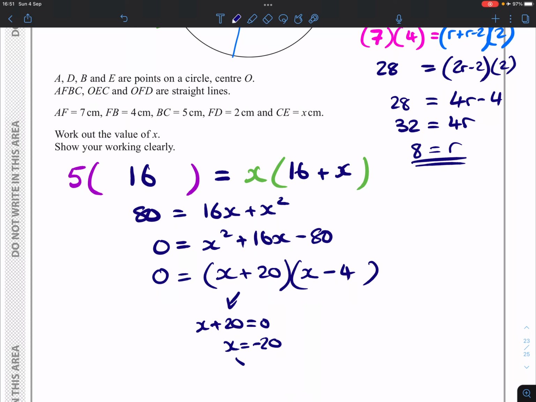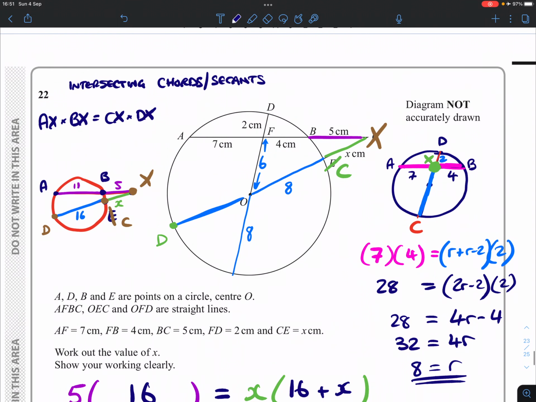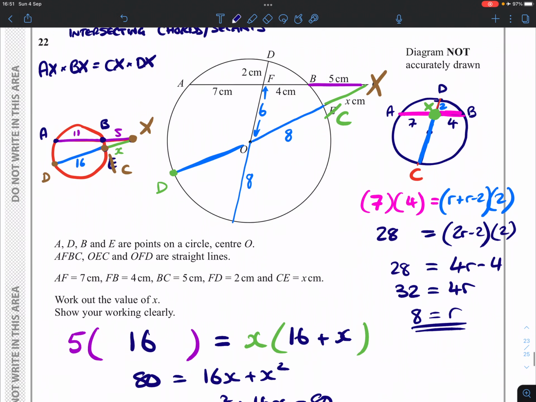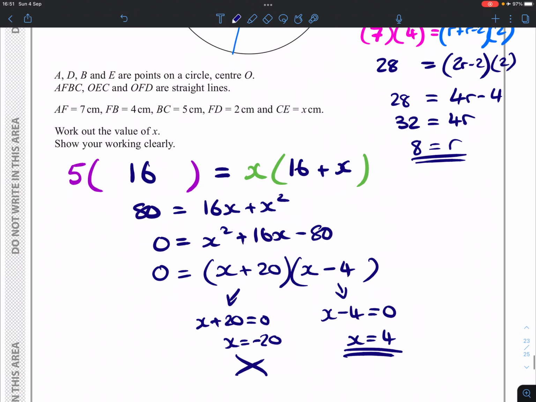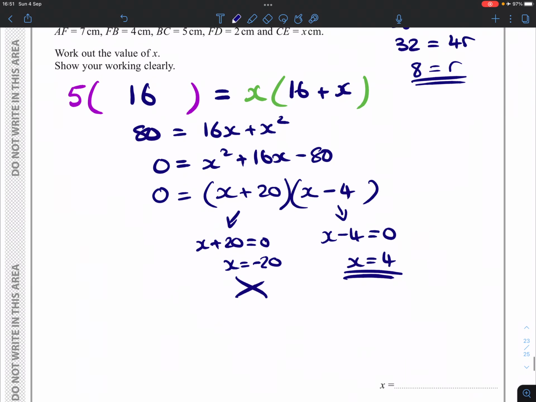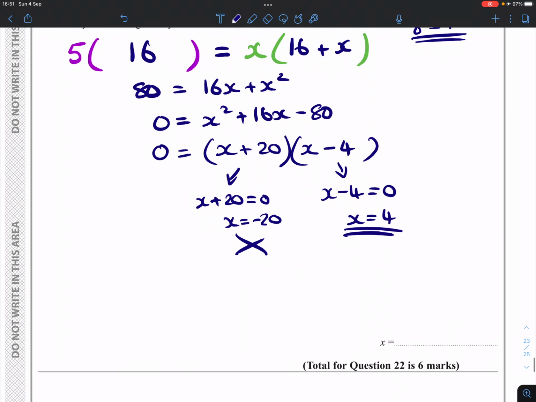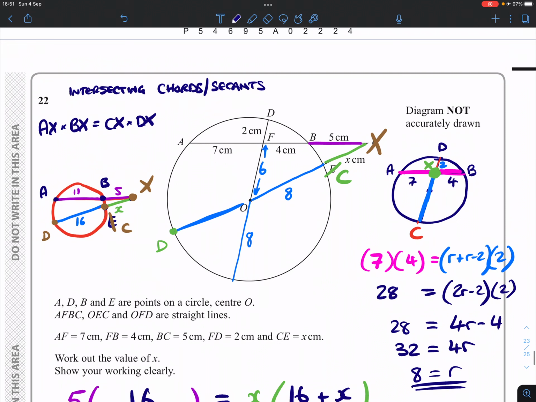Minus 20 makes no sense at all because we can't have negative lengths. But a positive 4, that definitely makes sense. And it even looks right in terms of the lengths that we have here. This length here being 4 looks close enough that we're not in any suspicion about it. X is 4, is our value of x. And after a long 6 marks' worth, using both this formula for chords and secants and a bit of algebra and construction, we are done.